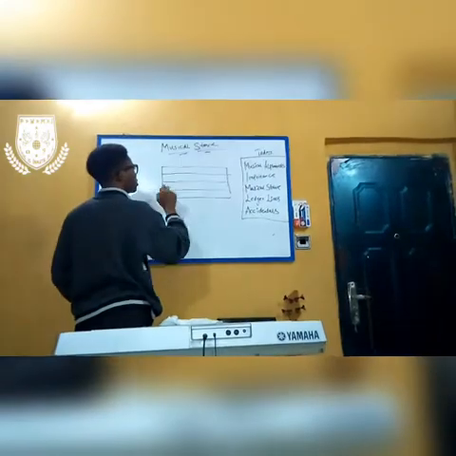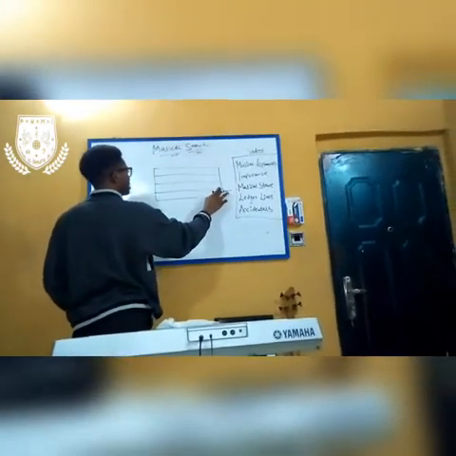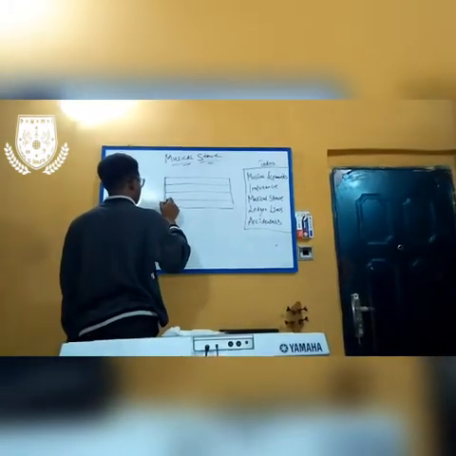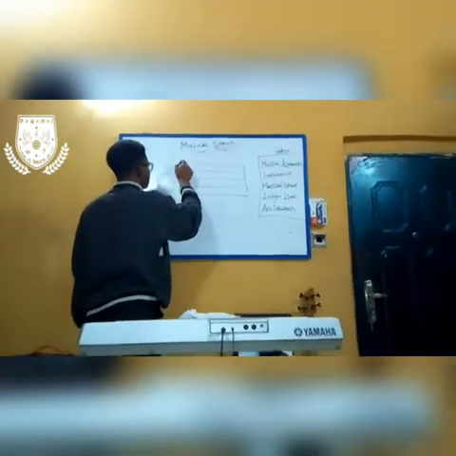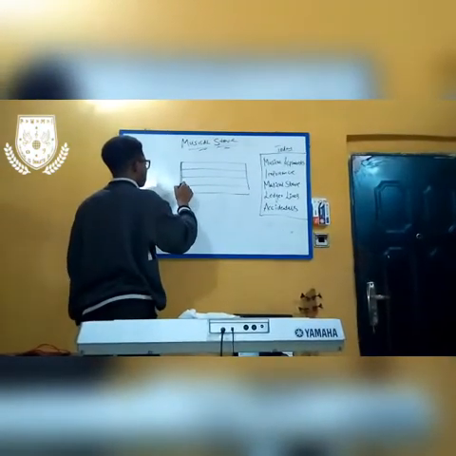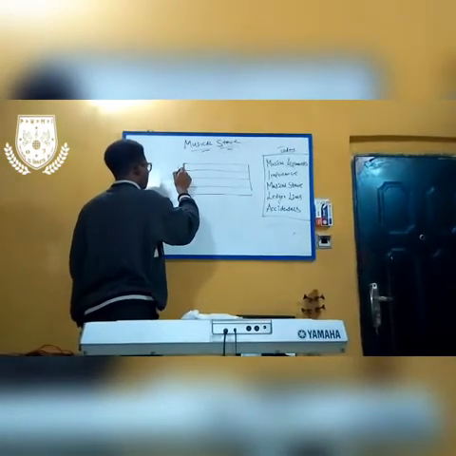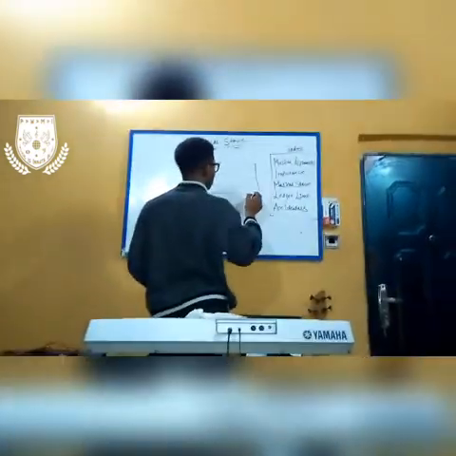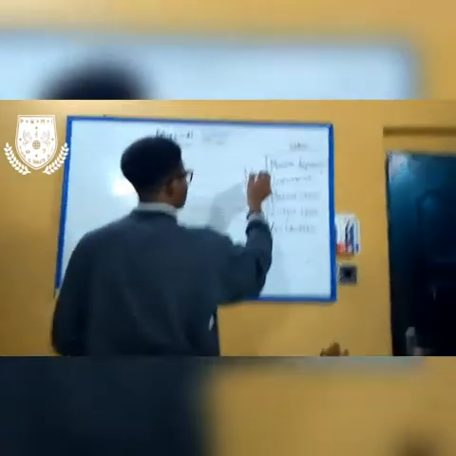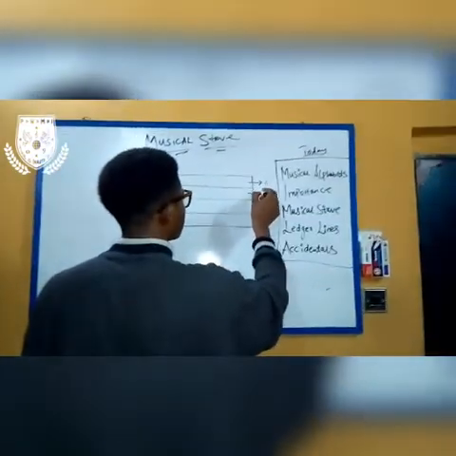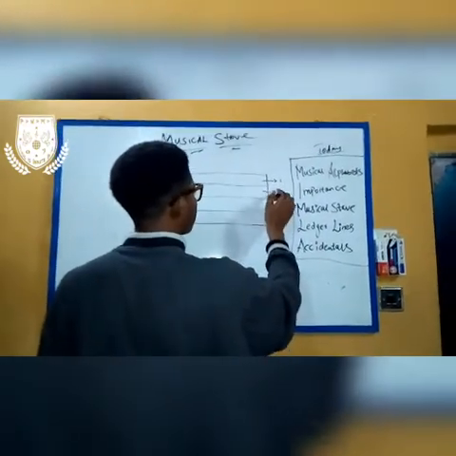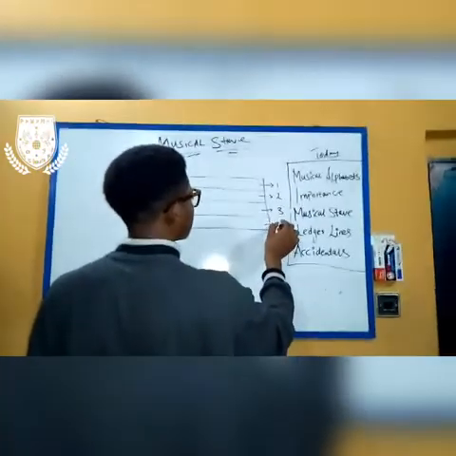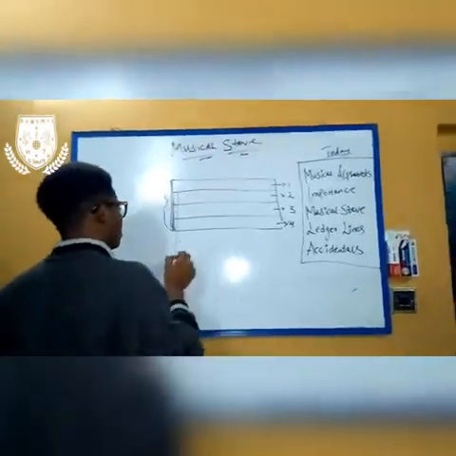1, 2, 3, 4. Now this completes the line, and now we're going to make this a little bit thicker. This is what we use to represent the bar, the stave. This is the brace. This is the line. This is the first line, first space, the second space, and this is the 4th space.